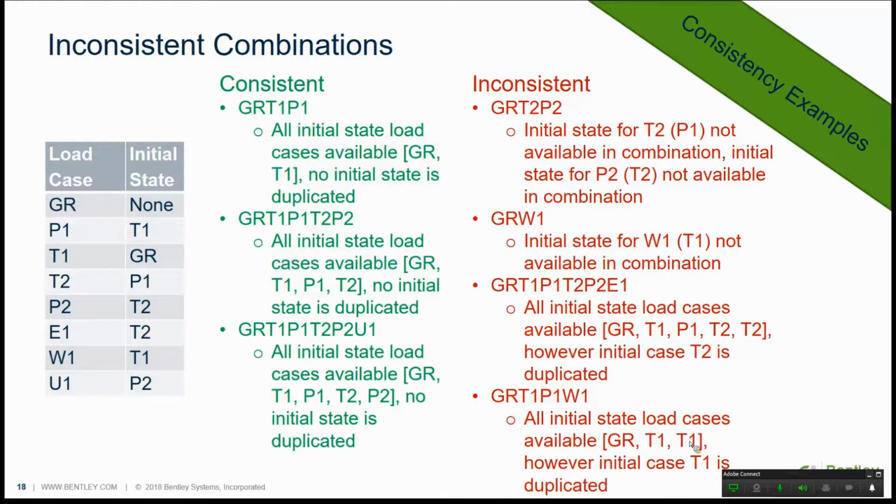GRT1, P1, T2, P2, E1 is inconsistent. All the initial load cases are available, but the initial case T2 is duplicated in this case, so that makes it inconsistent. And then GRT1, P1, W1 is inconsistent. Again, all the initial state load cases are available, but this time the initial case T1 is duplicated.